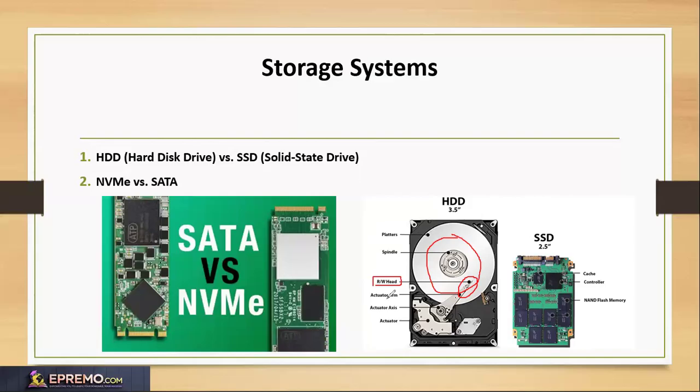And then we also have the actuator, the actuator axis and the actuator itself, right? So the speed of the hard disk is due to the physical movements involved. HDDs have slower read or write speed compared to the SSD, usually ranging from 80 megabytes per second to 160 megabytes per second. So that is how fast your hard disk can go, depending on the type of hard disk you have, right?